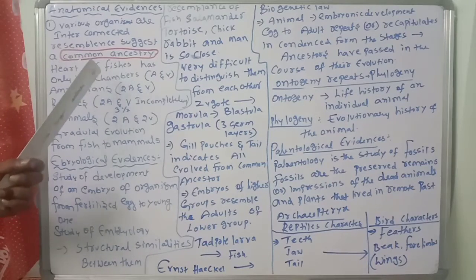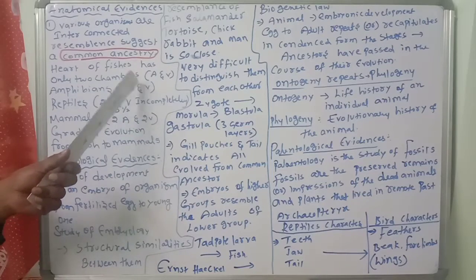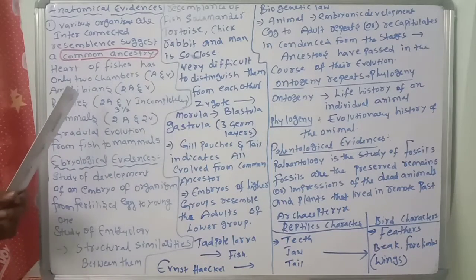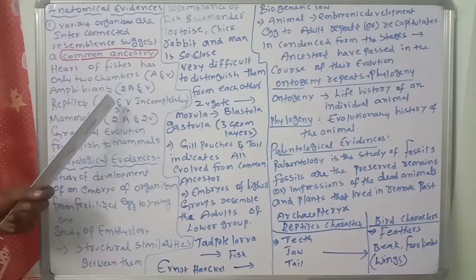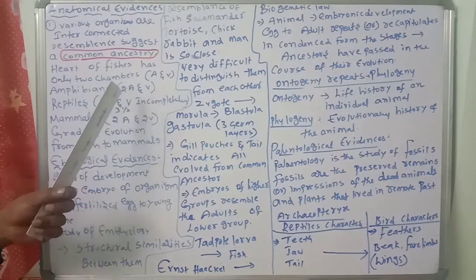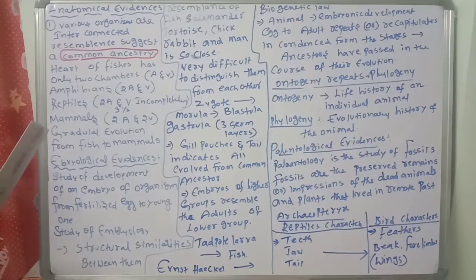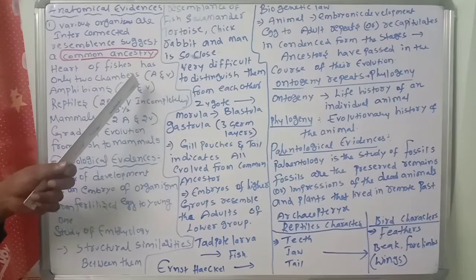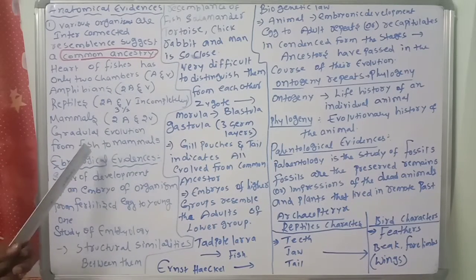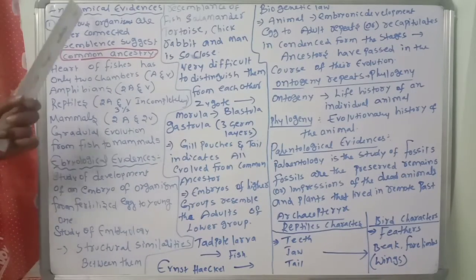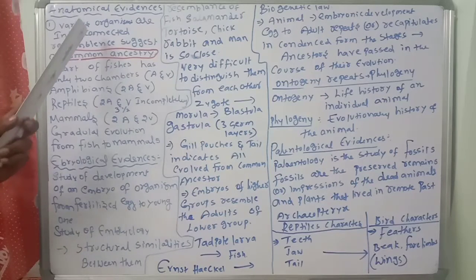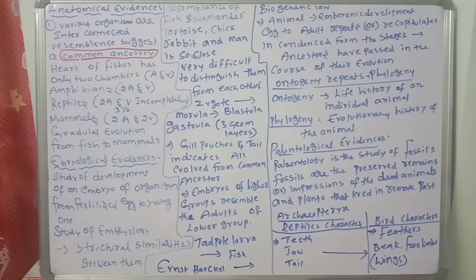Heart of fishes has only two chambers: one auricle, one ventricle. Amphibians have two auricles, one ventricle. Reptiles, two auricles, one ventricle incompletely divided, so it's three and a half. Mammals, two auricles, two ventricles. So this indicates two, three and a half, four chambers: gradual evolution from fish to mammals. That is the best anatomical evidence. So we all have common ancestry.